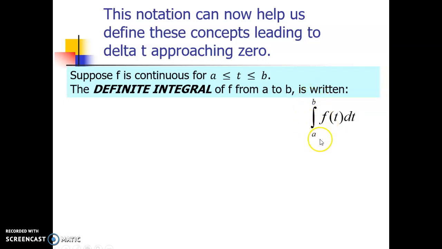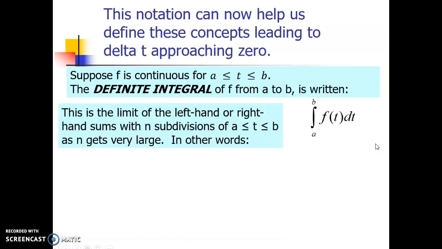This is called the definite integral. Now notice it looks like that same elongated S that we saw in section 5.1 and even in section 4.8. And it just now has bounds. Notice it'll have numbers at the top and bottom. This is called the definite integral, and the definite integral will give us a number. The result will be a number.